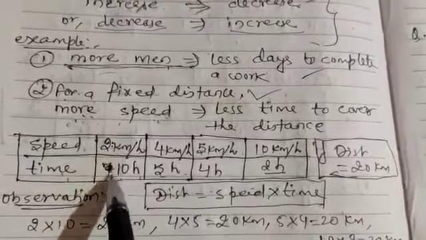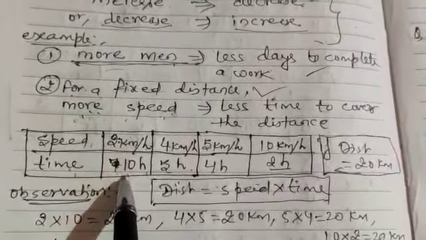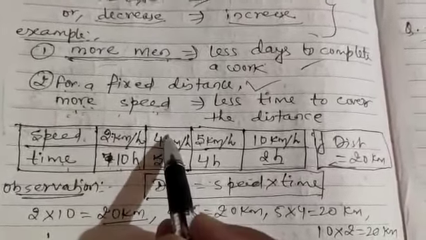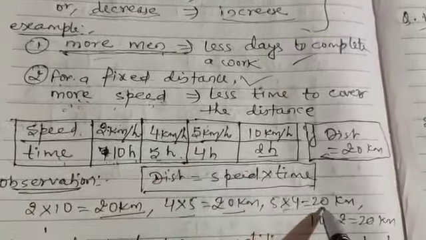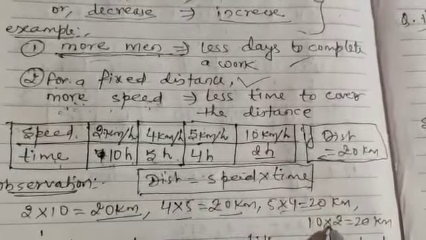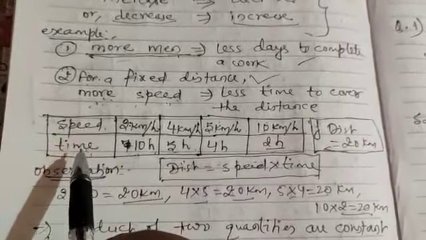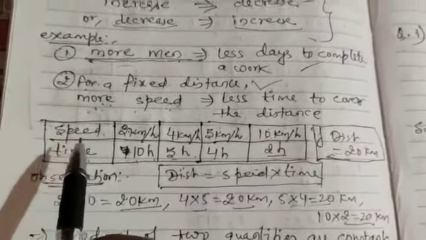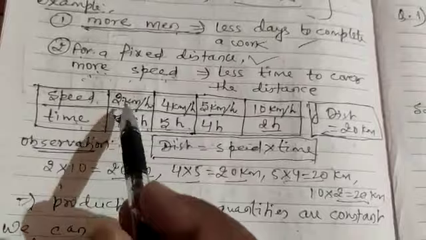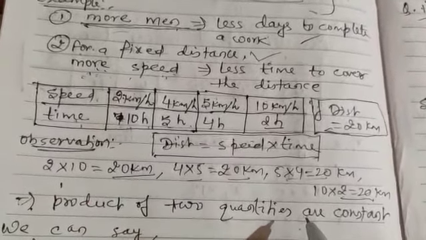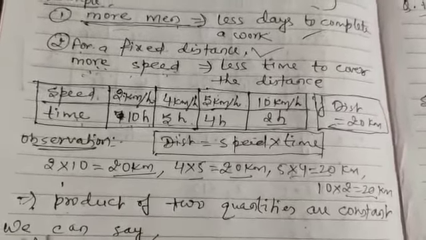You try to multiply these two quantities, speed into time. First of all, 2 multiplied by 10, we get 20. 4 into 5, that is also 20. 5 into 4, also 20. 10 into 2, you also get 20. So what you observe: if two quantities, here speed and time, are in inverse variation, then the product of the two quantities is equal everywhere. That is, the product of the two quantities is constant.